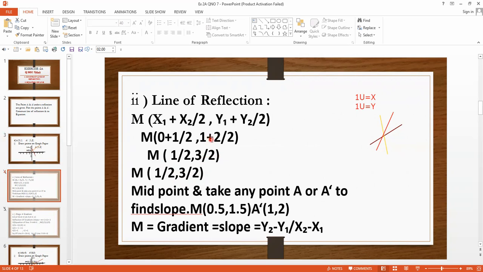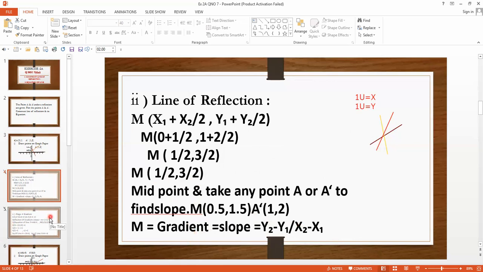In order to find the gradient, always remember why we have to find the gradient. Obviously, we have to find the line of reflection. For that, we want its slope, or we have to find its gradient. And for finding its gradient, we need two things. M stands for midpoint, which we have recently found out. We have to take the midpoint, as well as any one of these two points. Two points are given, A and A prime.